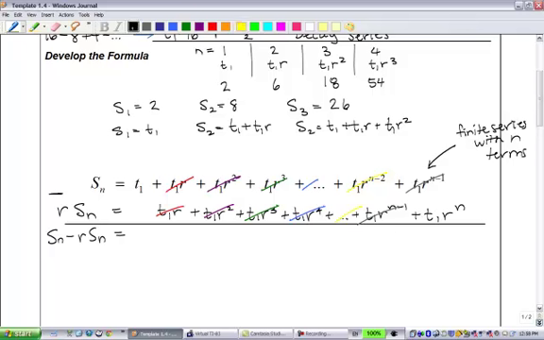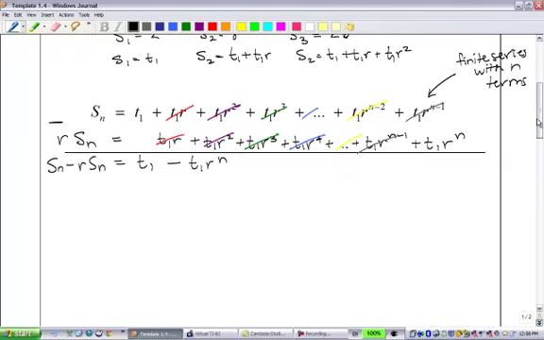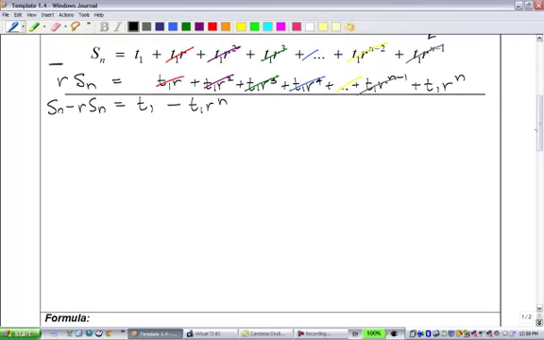So what do we end up with? We end up with an extra T1 up top, subtracting a T1 r to the n from the bottom. Let's go through this. We're actually going to go two different directions with this. The first thing we could do is factor out what we can from both sides of the equation. So on the left hand side I could factor out Sn. On the right hand side I could factor out T1.